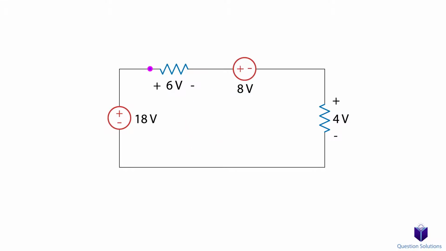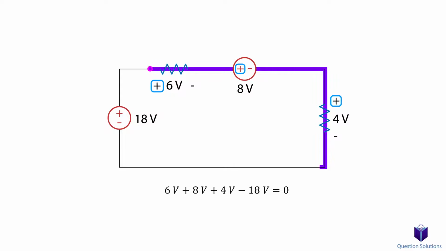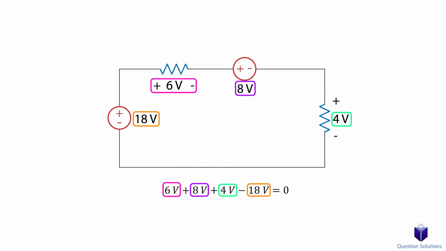So starting here, we will go clockwise. We encounter a positive 6 volts, then positive 8 volts, then positive 4 volts, and lastly, we see that we enter the negative side of this power source, so a negative 18 volts. Adding all of this together gives us 0 volts.